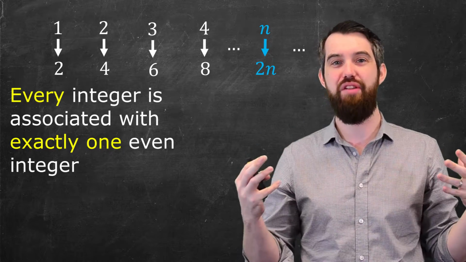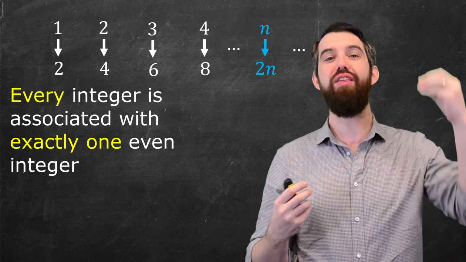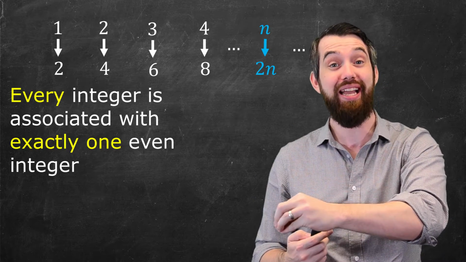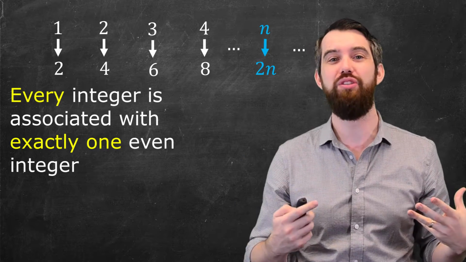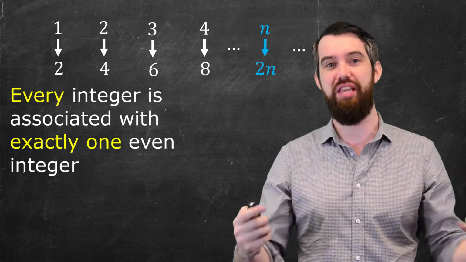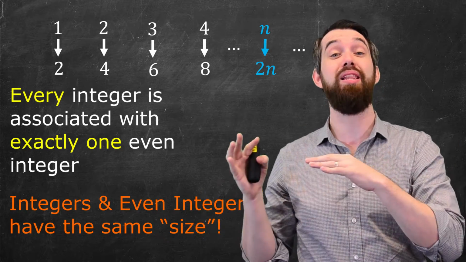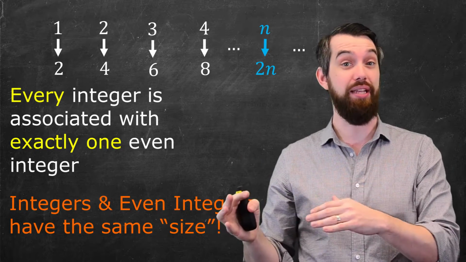Whenever you have this kind of relationship where everything in the first set gets associated with exactly one thing from the second set, that's how in mathematics we say that they're going to have the same size. And so in this case, the integers and the even integers, we will claim to have the same size.